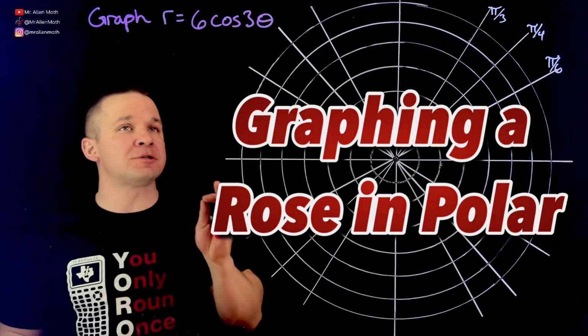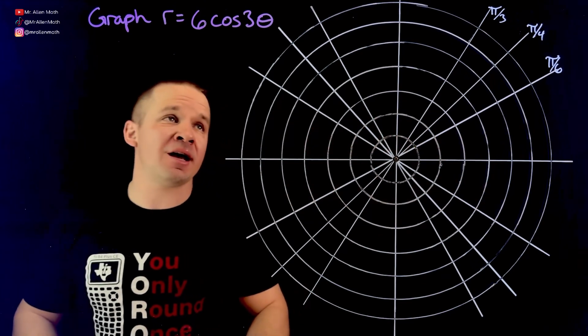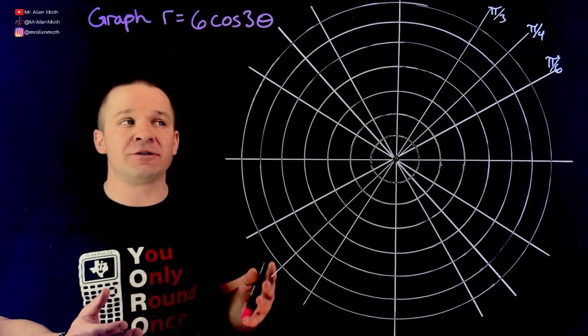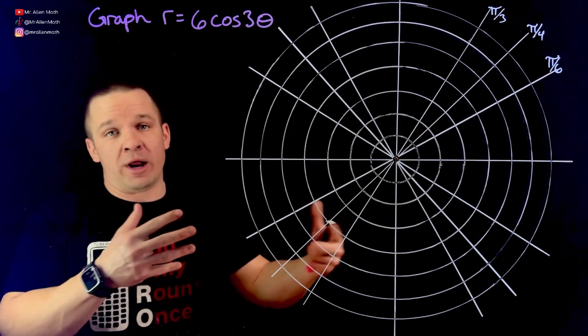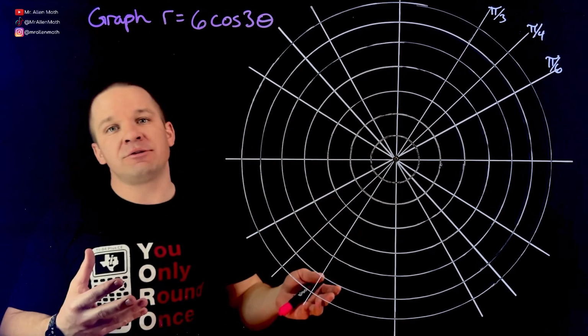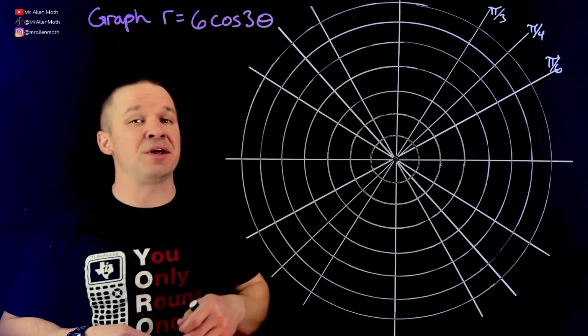We got r equals 6 cosine 3 theta in this one. So the first thing I like to do is figure out what type of graph I am working with. Cardioid, limaçon, rose, circle, whatever, right? There's a lot of them, so I like to identify that first. This one here, we're dealing with a rose.